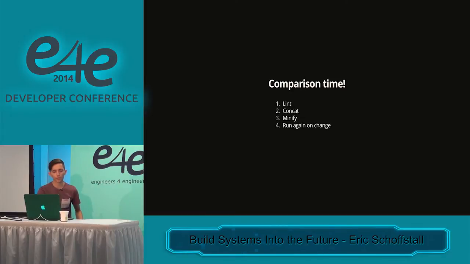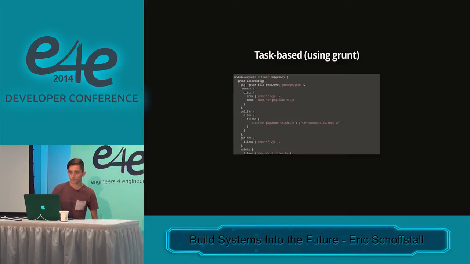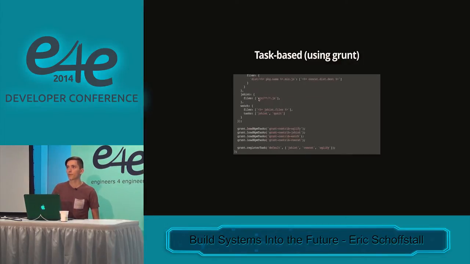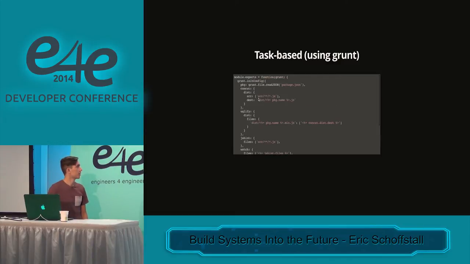So let's compare some real code here. We're going to compare a task runner and a streaming build system with a little demo project. In this file, we're going to lint, concat, minify, and then run again if any of those files change. So this first file is a grunt file. Let me see if I can scroll this. Sorry, this is a big grunt file. So you can see it's pretty long.